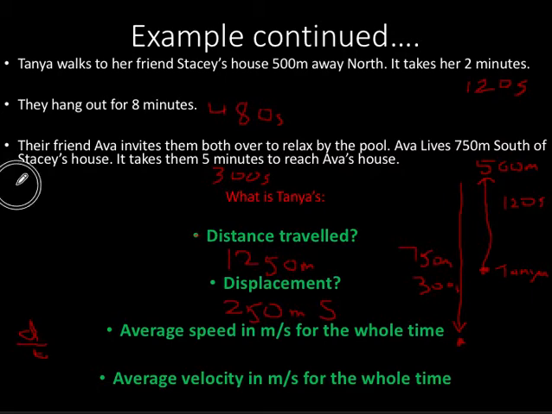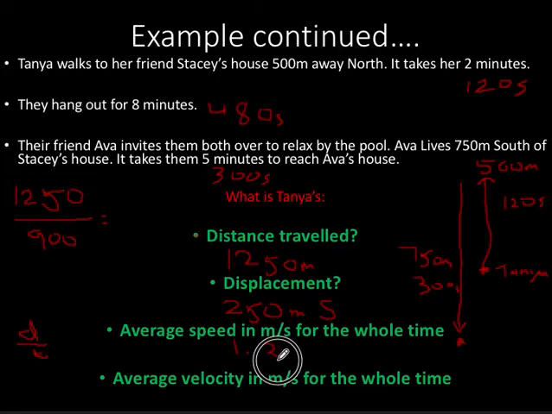So my total distance is 1,250 divided by 900 seconds. That's going to give me 1,250 divided by 900. That gives me an average speed of 1.39 meters per second. And because it's just speed, we don't need to include a direction. So 1.39 meters per second.